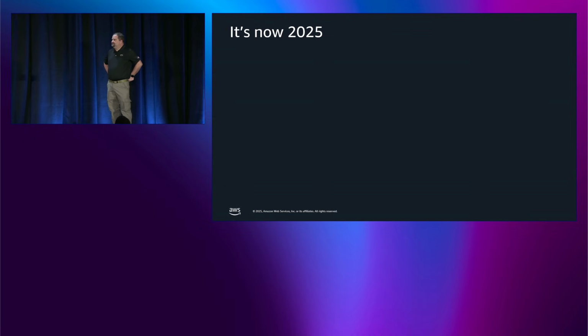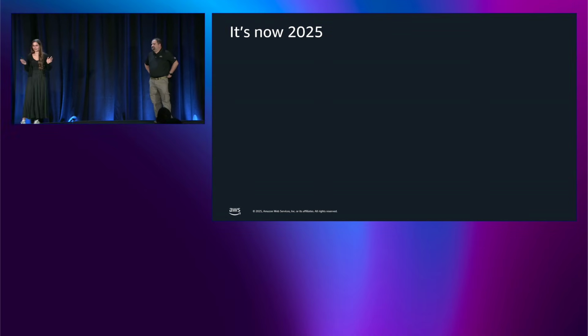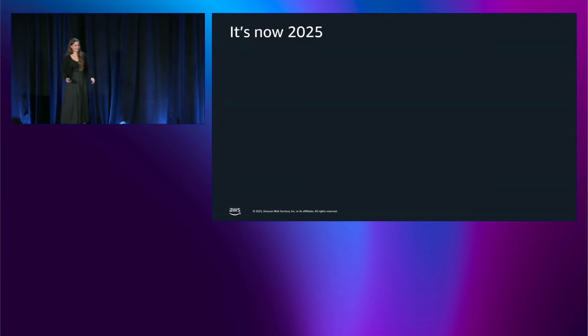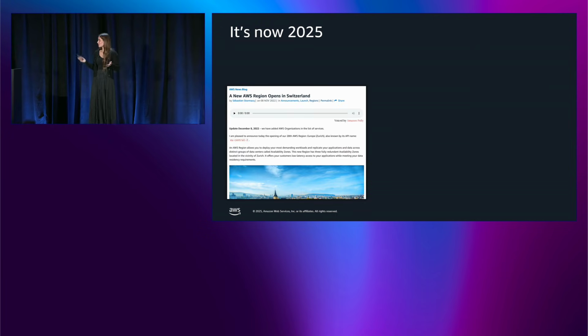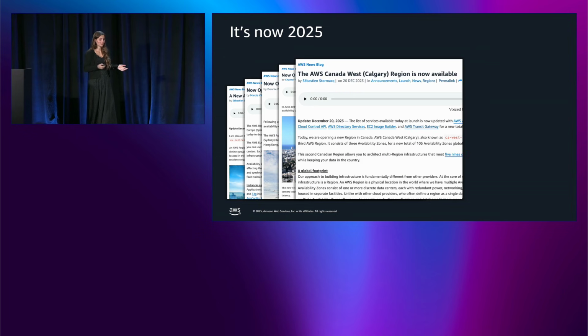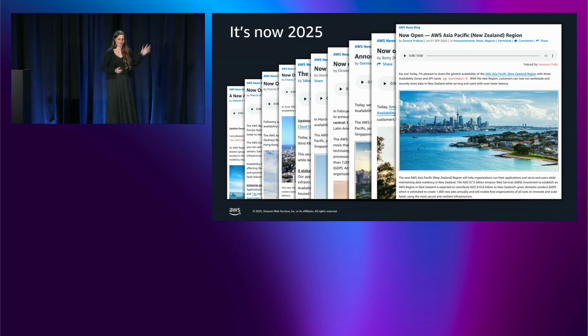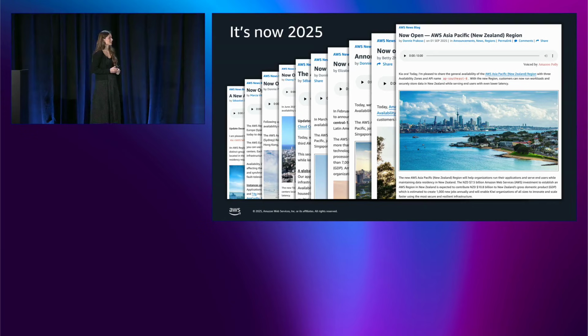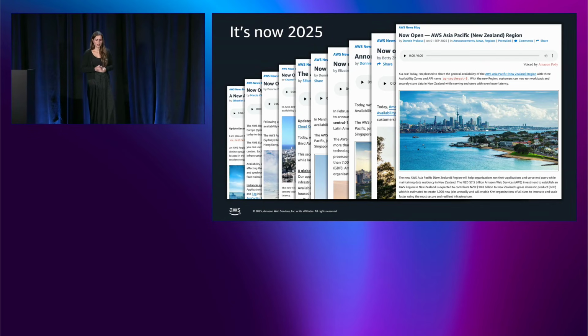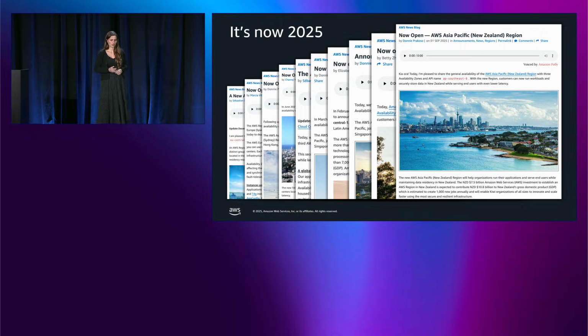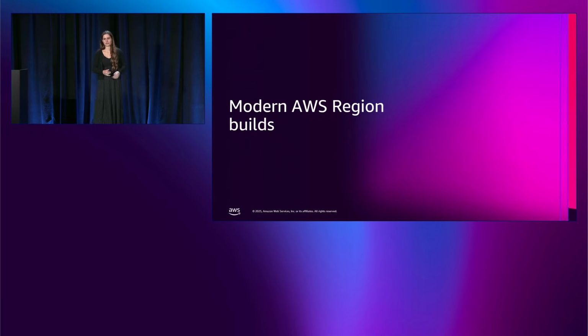Well, it's now 2025. Can't believe I'm saying that. That's wild. And what have we done? Well, we have continued to launch more regions and availability zones and local zones. I just included these blog posts from some of the more recent regions that we've launched. But this just wouldn't have been possible using the approach that we used a while ago. So let's dive into how we build regions today.